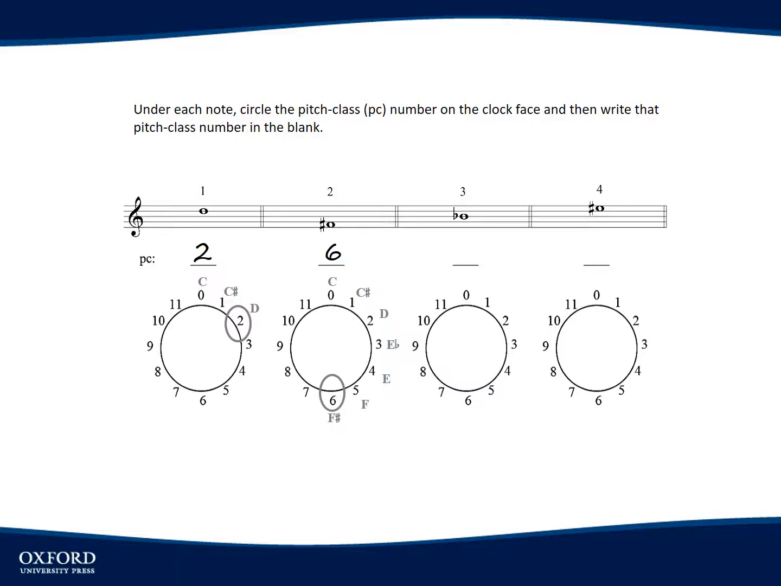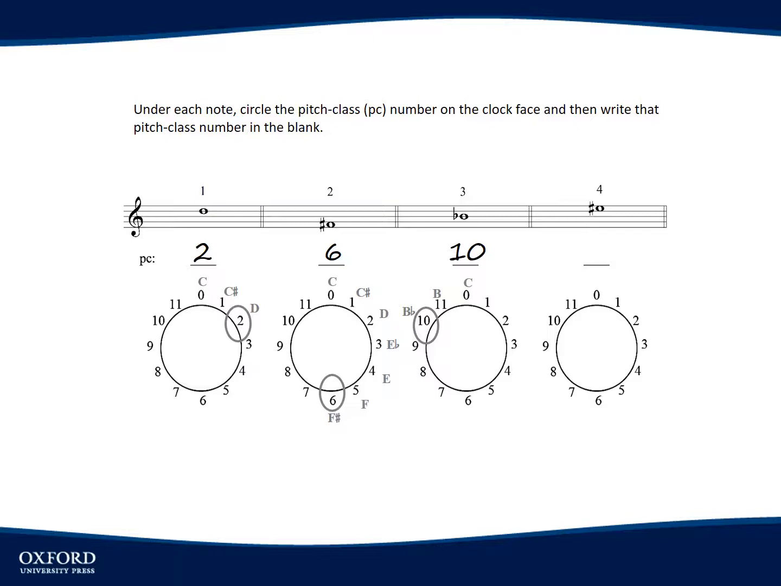Our pitch is B flat. Again, we could start at C and move around the clock by half step until we get to B flat, counting C sharp or D flat, D, and so on all the way around. But that method would take time and concentration to avoid errors. Instead, a shortcut we can use is to count down to B flat. From C we go down to B at 11 and B flat at 10, just 2 moves away. So we circle 10 on the clock, and then we write 10 in the blank.